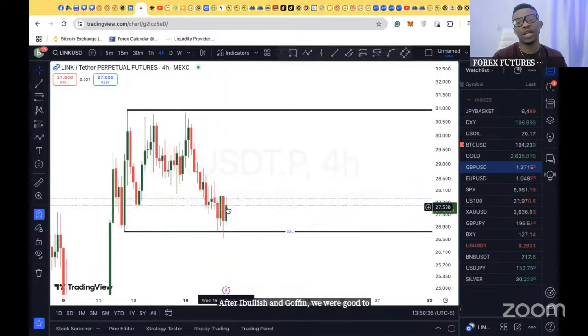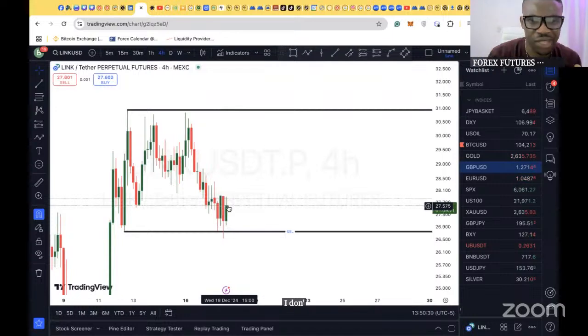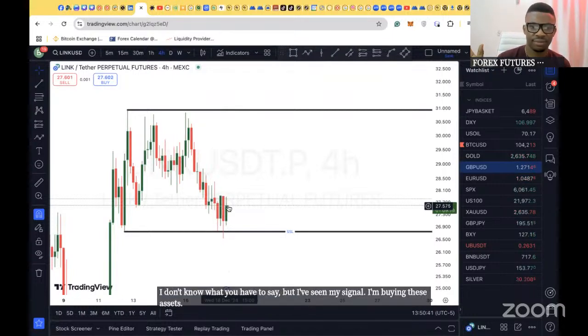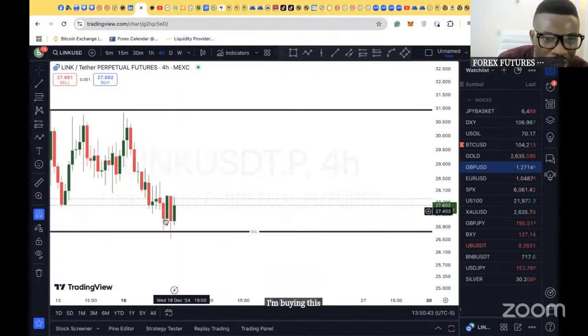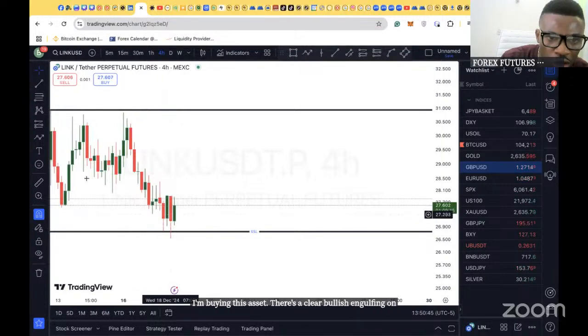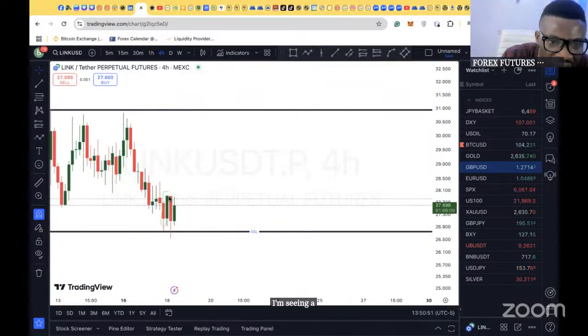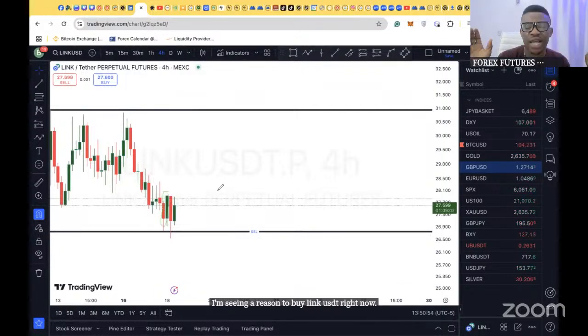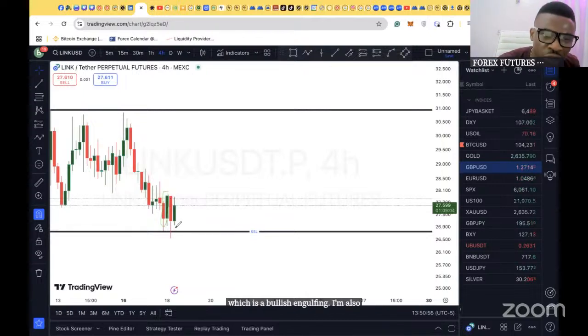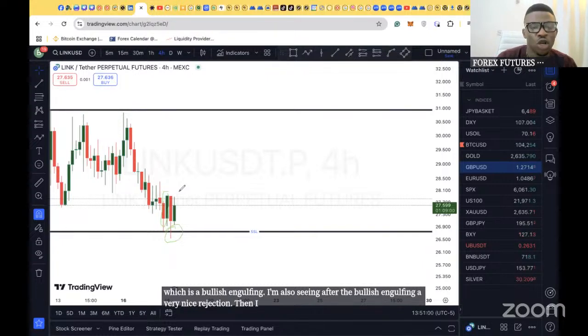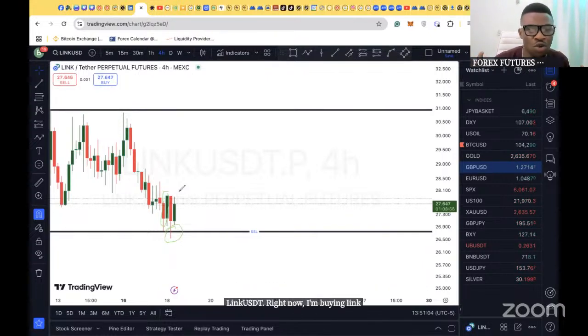Buy. Ladies and gentlemen, I don't know what you have to say, but I've seen my signal. I'm buying this asset. There's a clear bullish engulfing on H4. Look at it. 1, 2, bullish engulfing. So what else do I need? I'm pulling the trigger. I'm seeing a reason to buy Link USDT right now, which is a bullish engulfing. I'm also seeing after the bullish engulfing a very nice rejection. Then I'm seeing the push already started. So I'm buying Link USDT right now. I don't know about you.